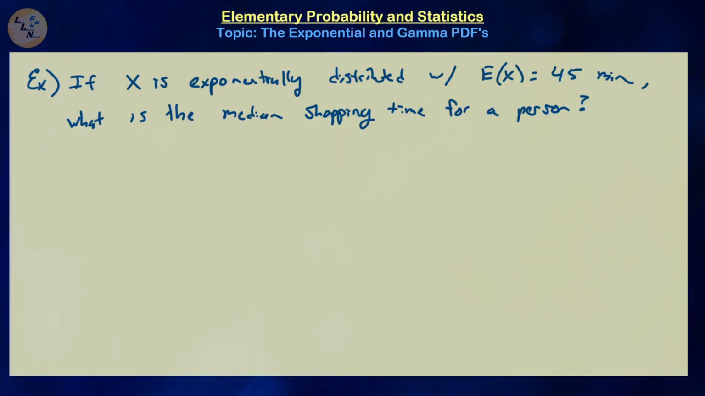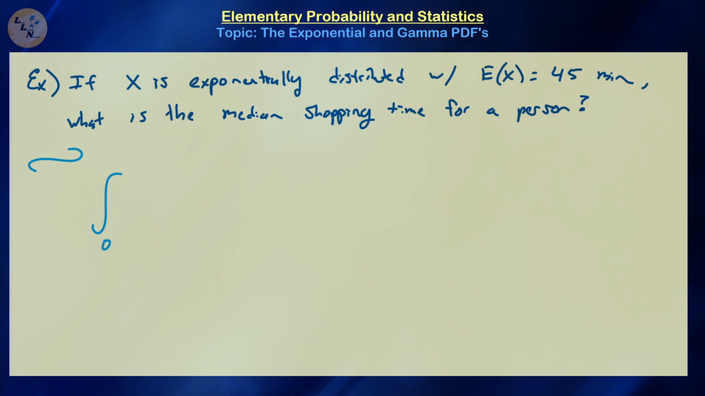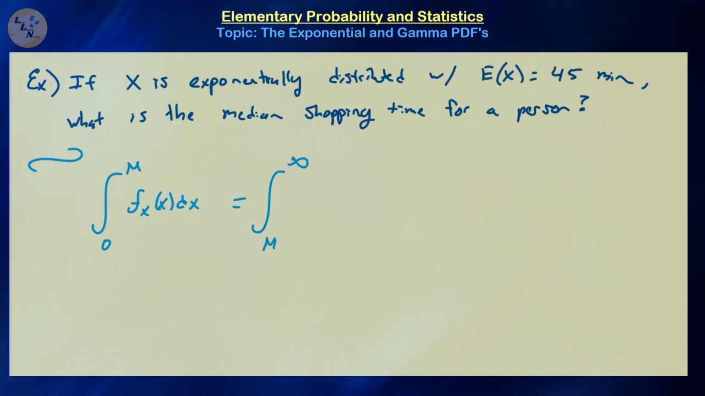So let's assume again the same exact problem, that x is exponentially distributed with the expected value being equal to 45 minutes. So we're still talking about the shopping in a grocery store problem. What is the median shopping time for a randomly selected person? So remember what median means. So that means half of the data is to the left of the variable and half of the data is to the right of this particular value in this variable expression. So that means the integral from 0 to m of our exponential distribution must be equal to 0.5, and the integral from m to infinity of this random variable must also be equal to 0.5.